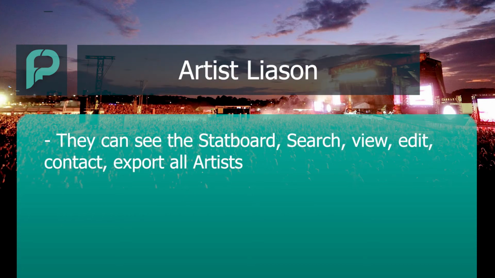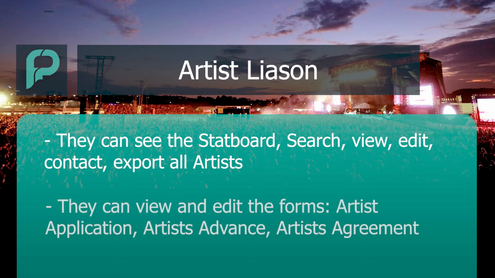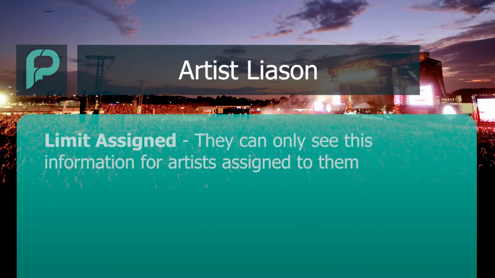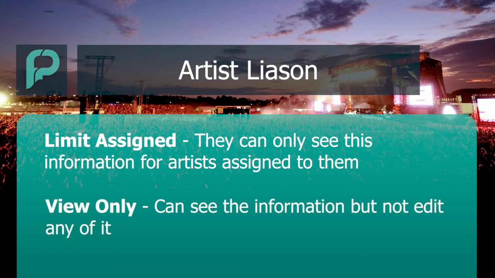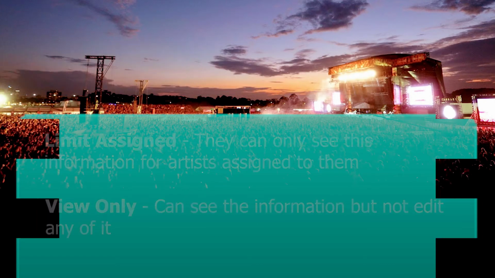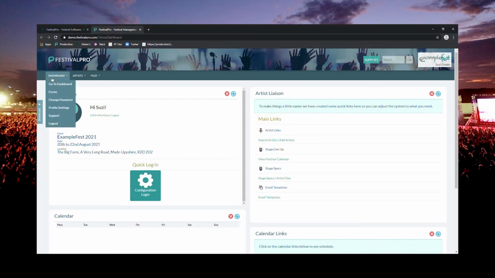Artist Liaison can see the stat board, search, view, edit, contact, or export all artists, as well as edit any of the artist forms. Artist liaisons can also be set to limit assigned or to view only. Limit assigned means they can only see artists assigned to them, and view only means they can see the information but not edit it. So here's an example of the artist liaison dashboard.